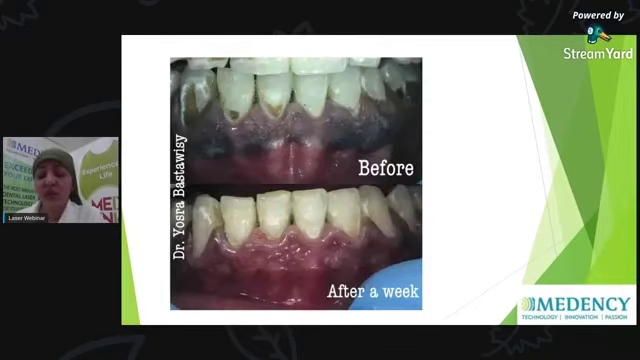Okay, this patient was from Sudan, so due to his dark skin tone, he's suffering from massive pigmentation in his lower arch, as you can see. And after 1 week, using diode laser, it's perfect, completely healed. And it's only from 1 session, by the way, and no anesthesia injections, only topical anesthesia.